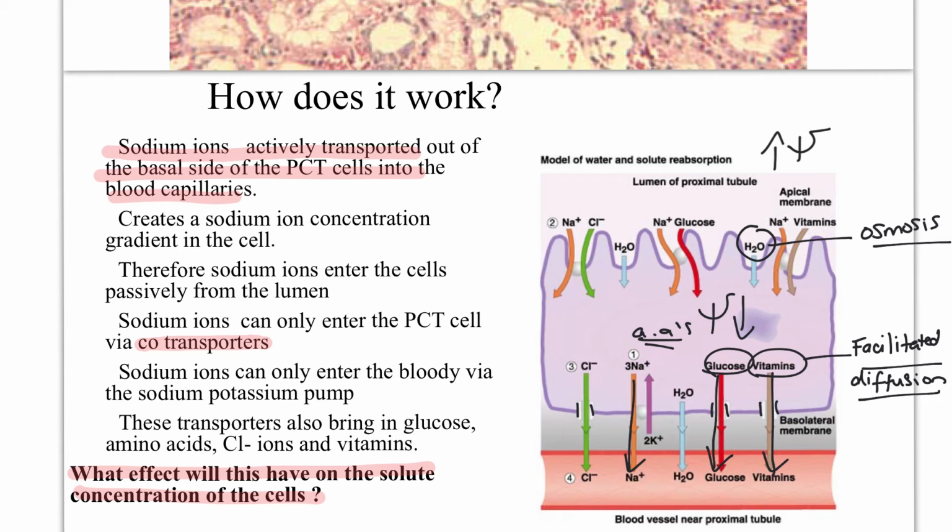Once they enter the bloodstream, the blood takes them away, and the fact that the blood is moving away maintains the concentration gradient. So blood which is low in all of these things is arriving, and blood which is high in glucose and vitamins and sodium ions, all those things, is leaving, maintaining the steep concentration gradient.